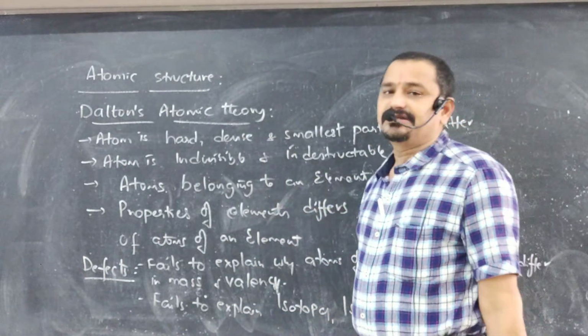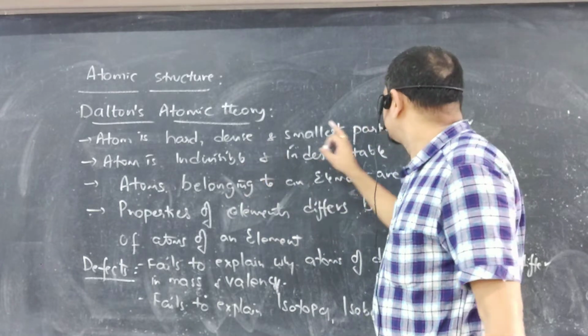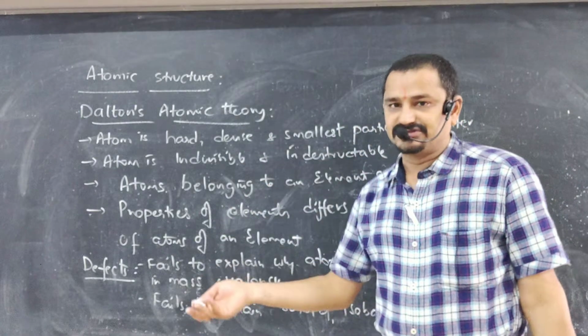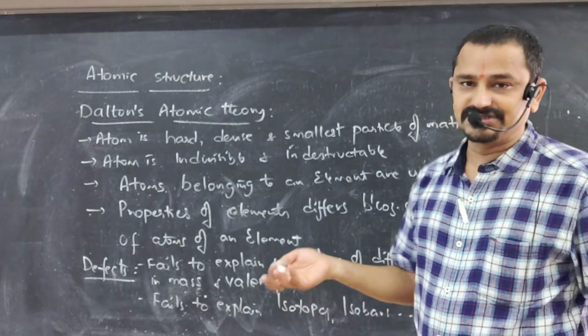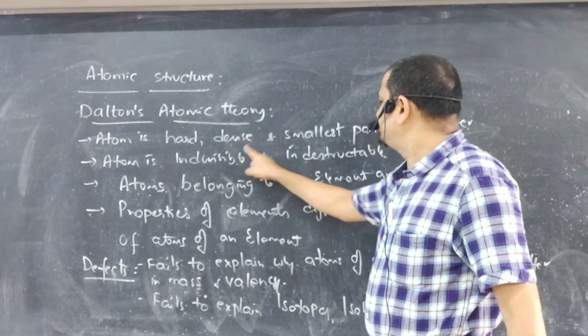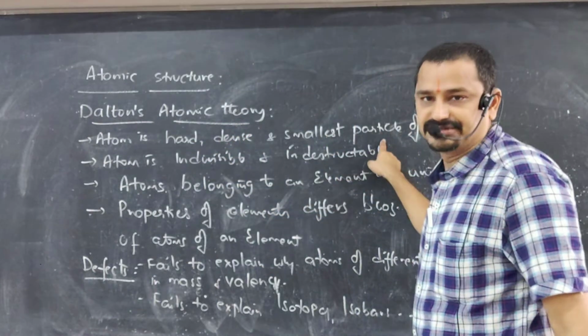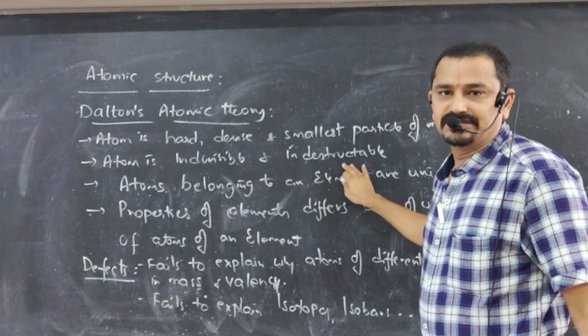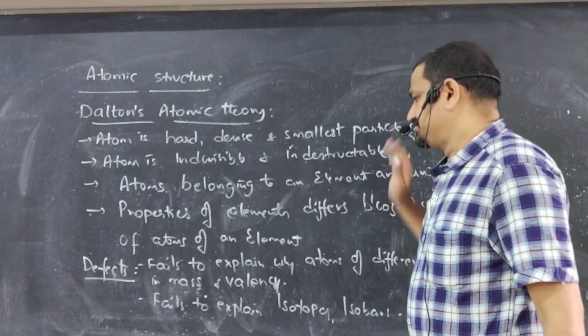According to this theory, atom is the hardest, densest and the smallest particle of matter. Of course, it was proved wrong later with the discovery of subatomic particles, as you are aware. Once again, I am repeating: atom is the hard, dense and smallest particle of matter. Atom is indivisible and indestructible.